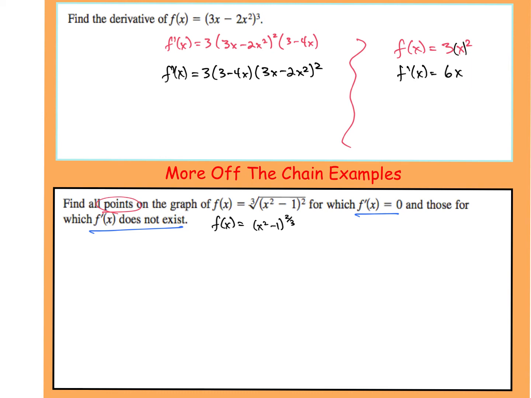Now let's take a derivative. So f prime would equal what? What needs to be brought out front? 2/3. A 2/3. And then I have x squared minus 1 to the negative 1/3. And then I'm done. No. Oh, I forgot my chain rule. What do I need to bring out? A 2x. All right? Because the derivative of x squared minus 1 is 2x.